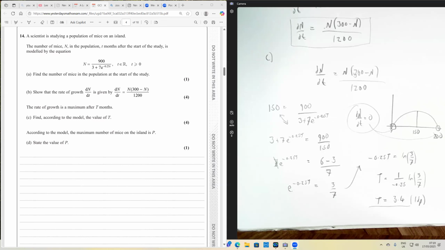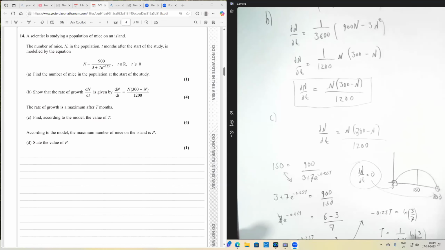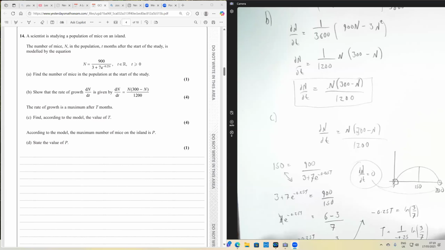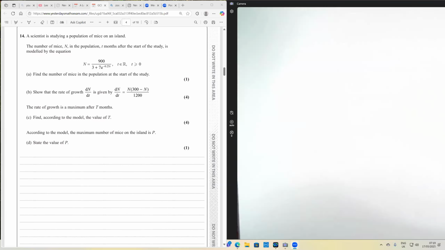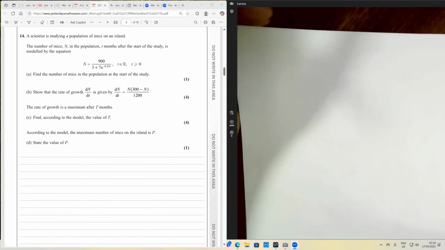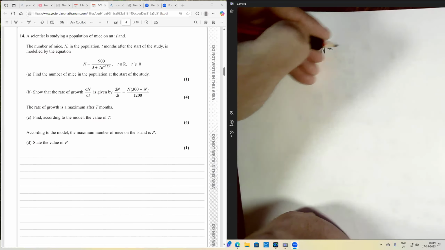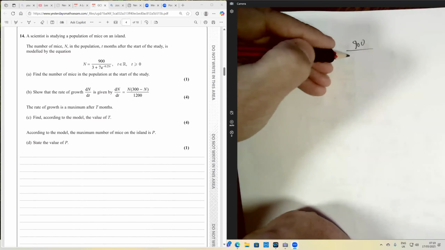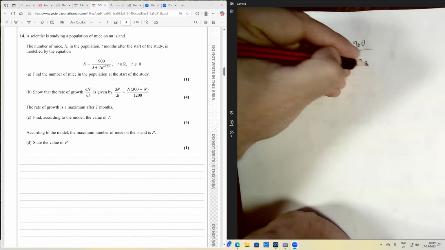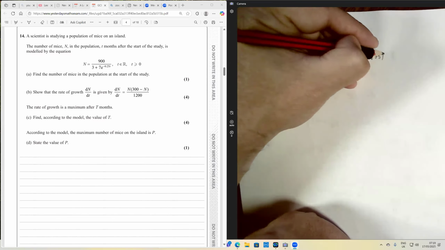Now, according to the model, and this is our old favorite thing here, the maximum number of mice on the island is p. State the value of p. Now, I can't emphasize how important this is. We've come across this so many times. So let's go back to some of our previous working. Looking at the original equation, n is equal to 900 over 3 add 7e to the minus 0.25t.